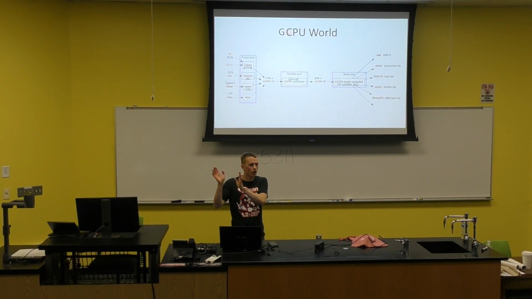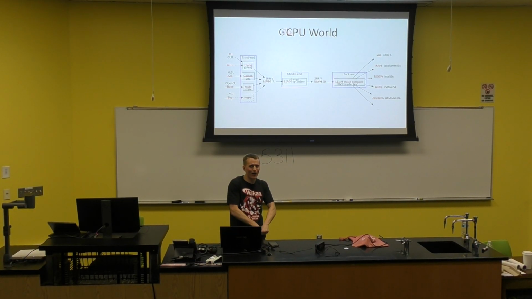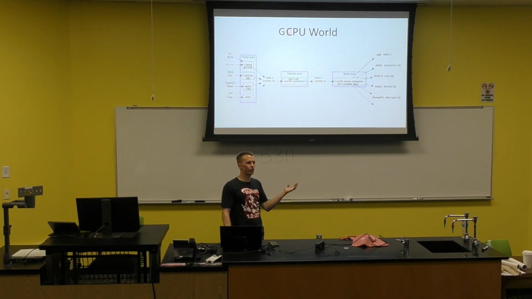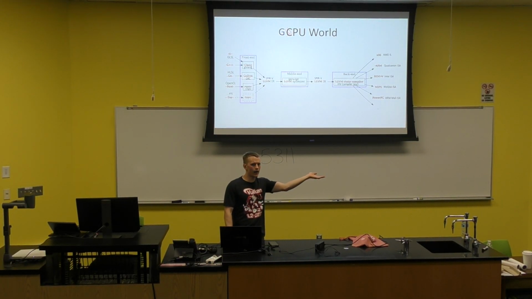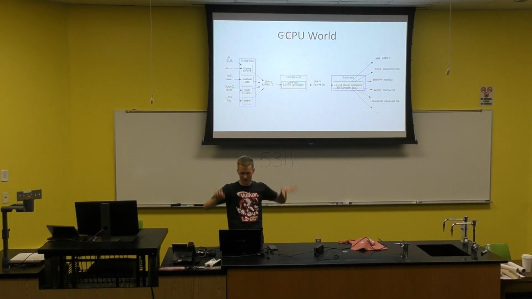SPIR-V is essentially an LLVM port, but for GPUs. GPUs don't run x86 or ARM. GPUs all have their own proprietary ISAs, the instruction sets. So when you use Vulkan, you hand over SPIR-V, and then all the graphics drivers compile it down to their ISA on the fly.